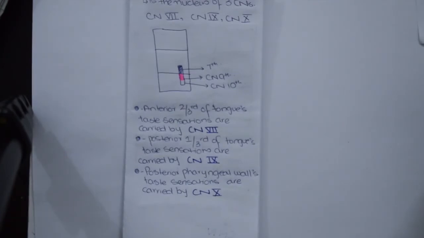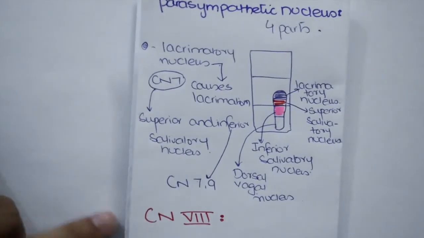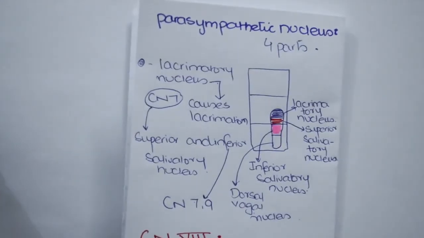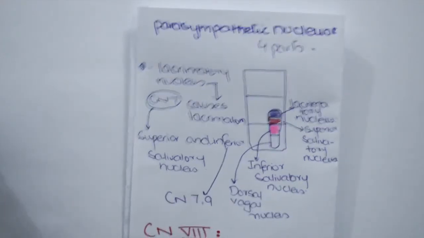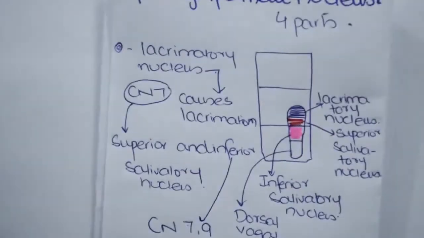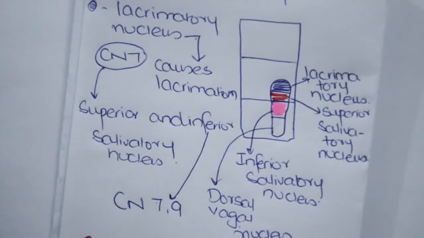Now the parasympathetic nucleus. Let's talk about the parasympathetic nucleus of this nerve. I made a video while writing this down, but it wasn't recorded, so I'm going to do it like this. The parasympathetic nucleus has 4 parts. This is where I drew the parasympathetic nucleus over here. This is a finger-like nucleus.